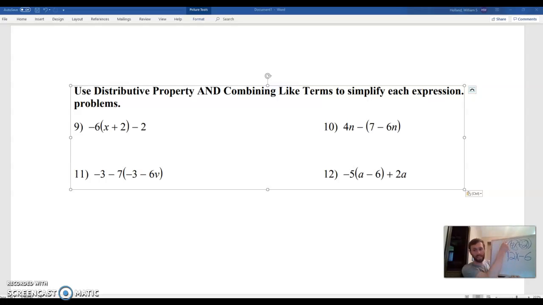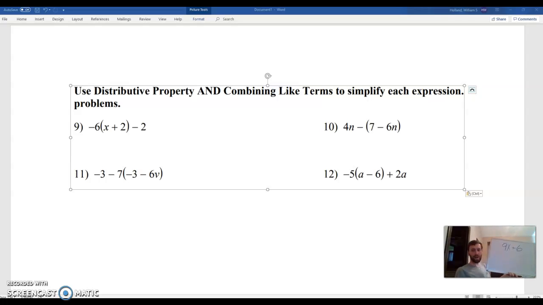Again, the 3 times the 4x gives me the 12x, and the 3 times the negative 2 gives me the negative 6. Now, what I want you to know is that the first expression, 3 times 4x minus 2, and the second expression, 12x minus 6, are equivalent, which means they are the same expression, but in different forms.